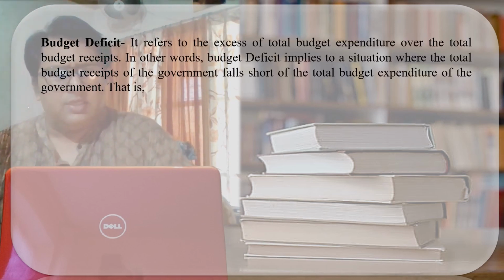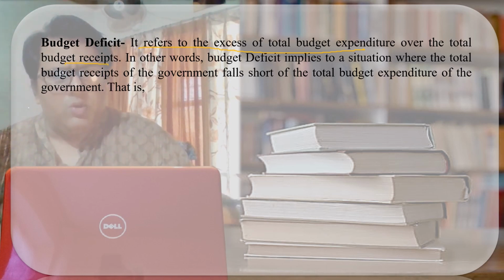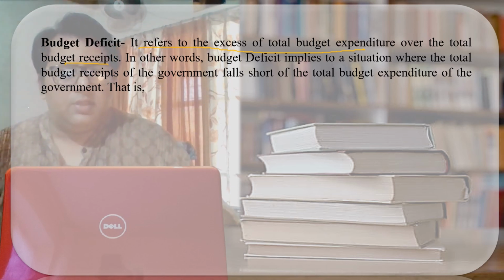Now let us discuss the budget deficit in detail. It refers to the excess of total budget expenditure over total receipt. When I say total budget expenditure and total receipt, what does it mean? It means that budget deficit is when total expenditure exceeds the total receipt.